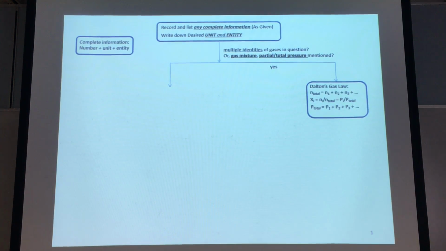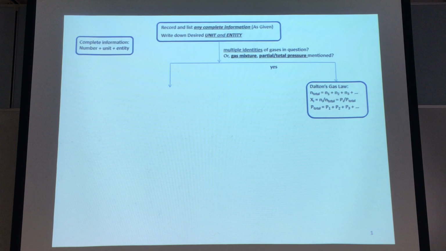After we finish laying out complete information and desired unit and entity, the first question we need to ask ourselves is, do we see any multiple identities of a gas? Or keywords like gas mixture, partial pressure, or total pressure mentioned somehow in a question? If the answer is yes, it is a gas law problem, particularly Dalton's gas law. And there are 3 equations I would like to remind you of, not just the one for P total.